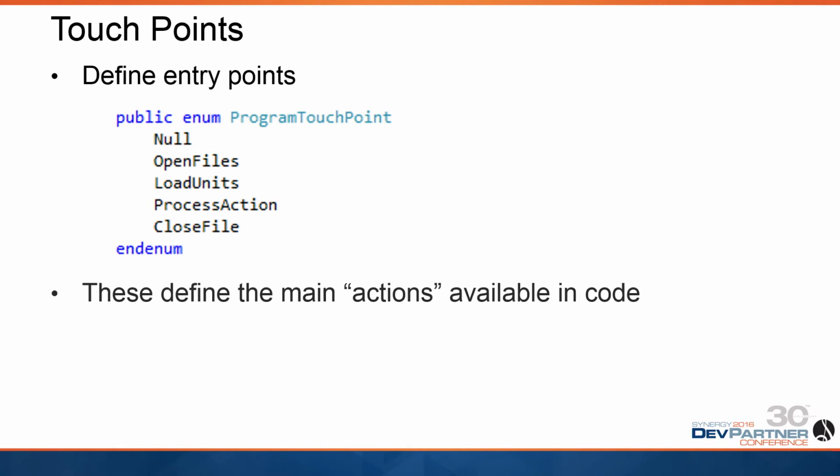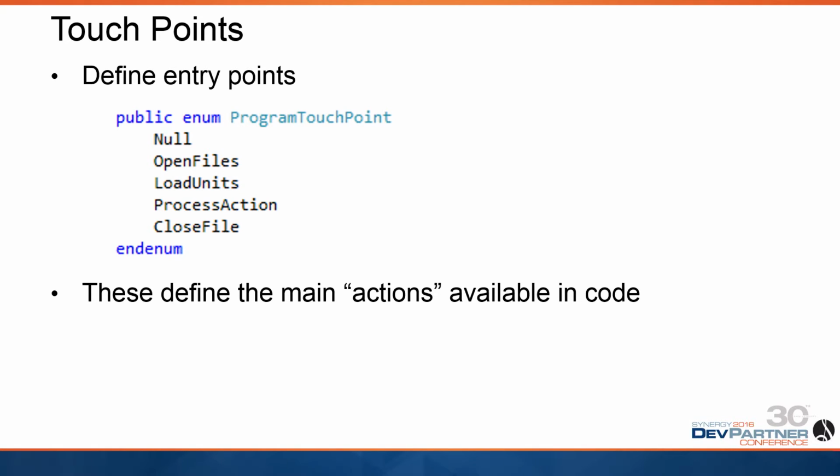So these touch points then. These are a couple of examples. I'm going to move away from AdTracks now to a different example. These touch points, they're not predefined for you. You define them, and each program has its own set of touch points. So null might mean, I don't know what I'm doing here at the moment, but you've got things like open files, load units, process action, close files. Those are the four main things that original program does.